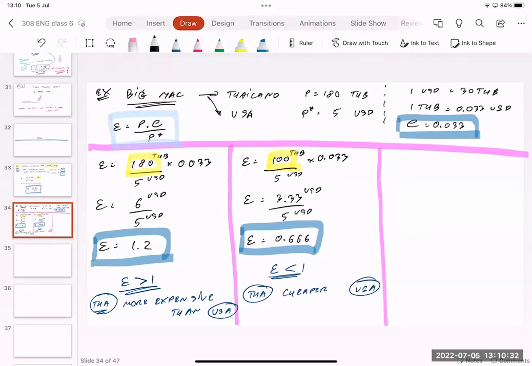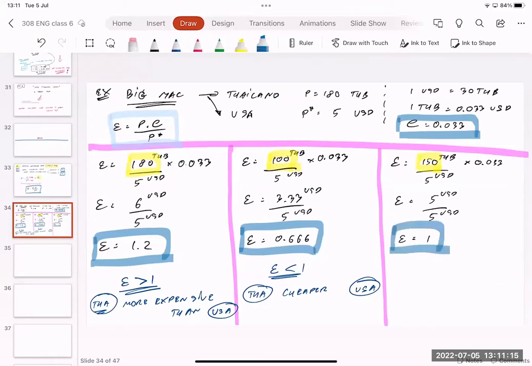The other example. Let me change the price of Big Mac in Thailand again. Right now, the Big Mac in Thailand is 150 baht. In USA, it's the same, $5. So 150 baht, if I want to transform into US dollar, I just need to multiply by the nominal exchange rate 0.033. What I get is $5 over $5. 150 baht equals $5. And $5 of the Big Mac in Thailand has the same price as $5 of Big Mac in USA. So you can see that the real exchange rate equals 1.